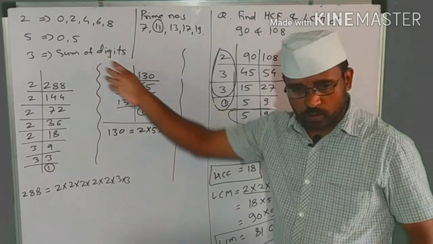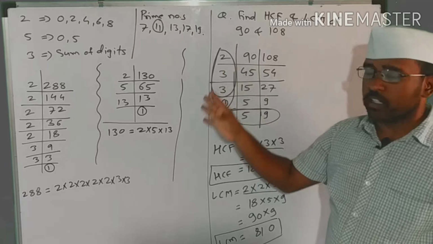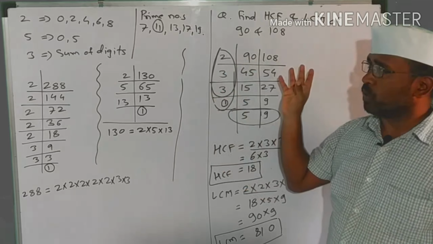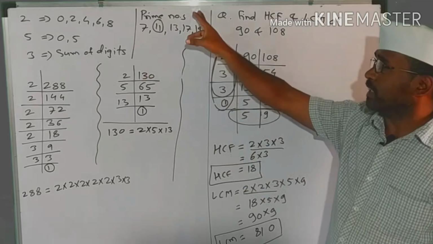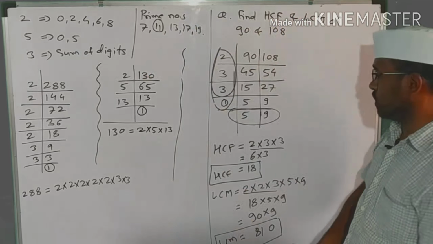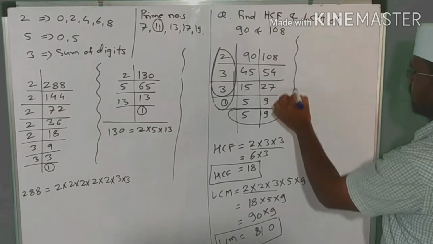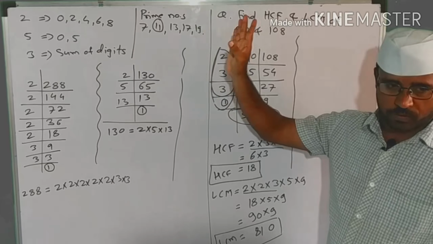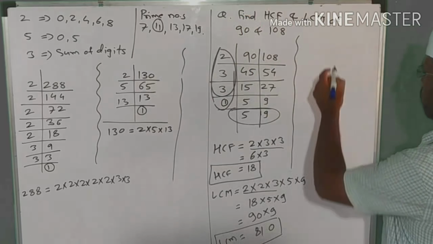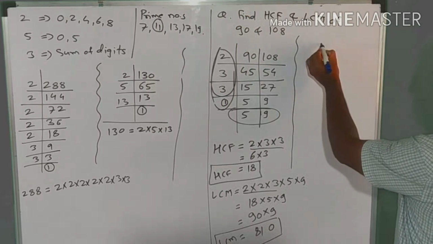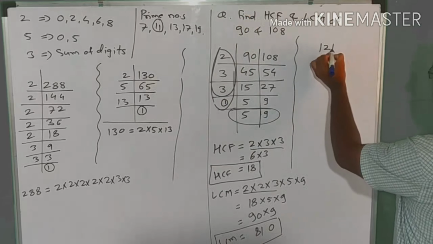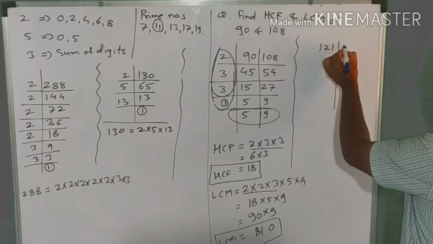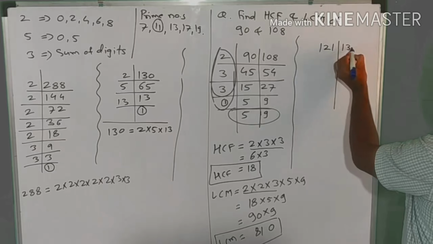So this board is enough to revise all the lesson of HCF and LCM. The only scenario in this case also, if both of the numbers are not divisible by 2, 5 and 3, then we have to try prime numbers. For example, suppose we have to find out the HCF and LCM of 121 and 132.